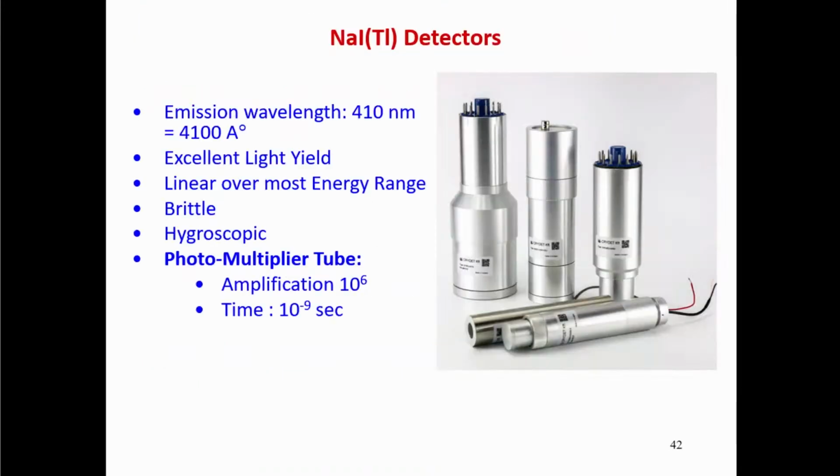Here you see a photograph of a typical sodium iodide thallium detector that you have already used in your practical. It has an emission wavelength of around 410 nanometer, excellent light yield, and is linear over most of the energy range, but the limitation is that this crystal is a little brittle and hygroscopic, so it needs to be kept in vacuum. And of course, the property of the PMT also: typically the amplification it makes is around 10 to the 6 and its response time is nanosecond.